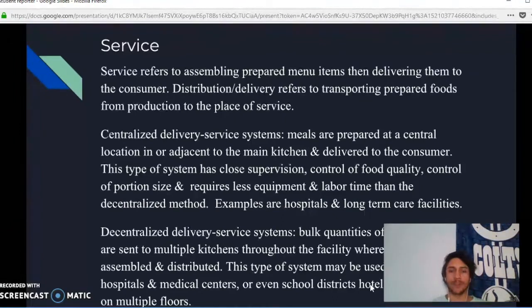In decentralized delivery service systems, bulk quantities of prepared foods are sent to multiple kitchens throughout the facility where they are assembled and distributed. This type of system may be used at large hospitals and medical centers, or even at school district hotels with kitchens on multiple floors.